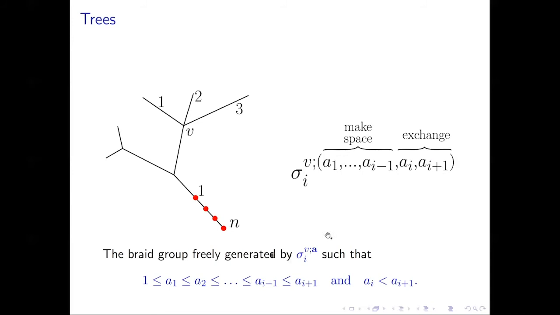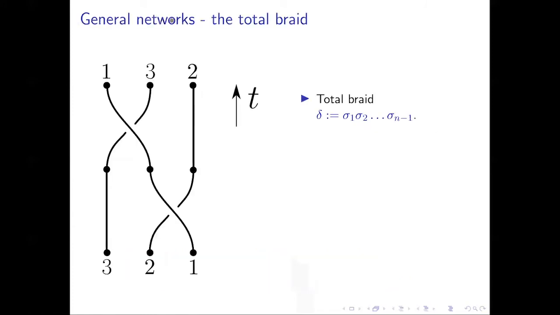And in fact, it's even stronger. Any exchange can be written by moves that satisfy such inequalities. So the first onion goes to some branch, then the other one cannot go to a lower branch, and so on. And then it's again freely generated, so there are no relations for the tree.